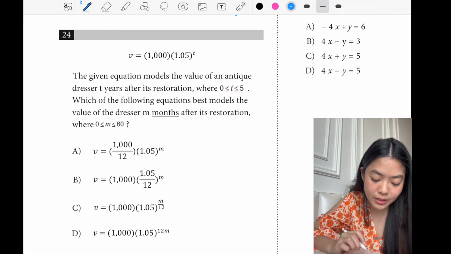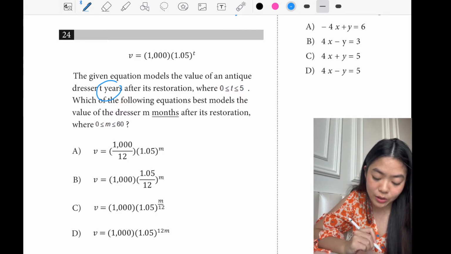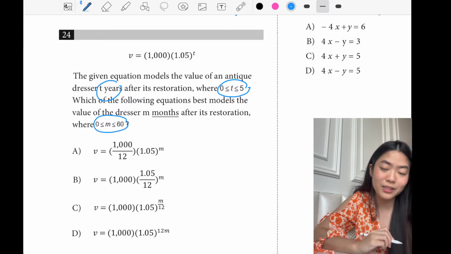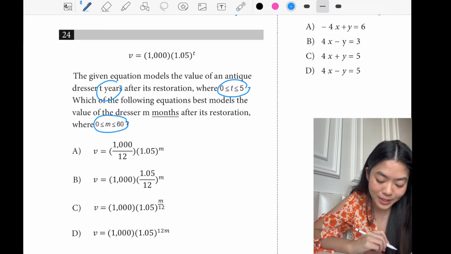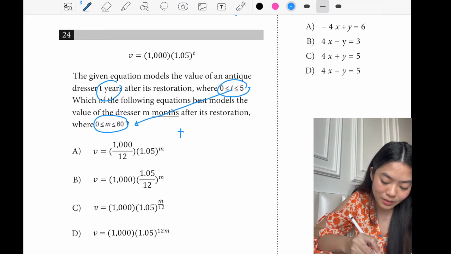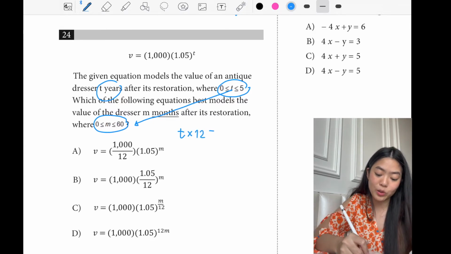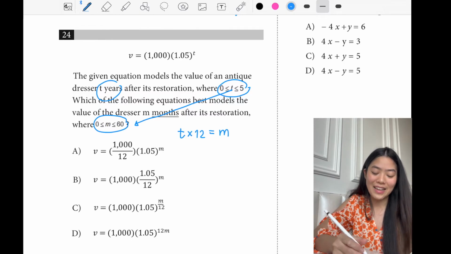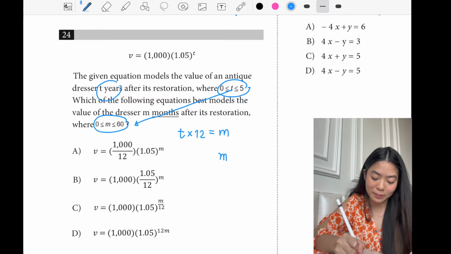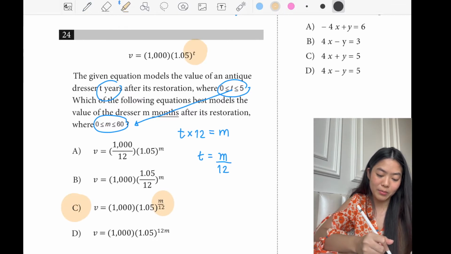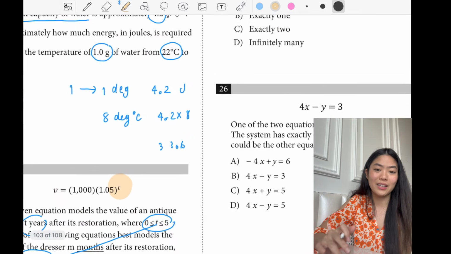Next, 24 here. The given equation models the values of the NT desert T years after the restoration, where T is between 0 to 5. Which of the following equations is the best model from 0 to 60? So as we can see here, if you times T by 5, 60 divided by 5 times 12 becomes M. Therefore, if you want to change to become M, T would equal M divided by 12. So from here, we can change the T to become M divided by 12. Therefore, the answer is C.